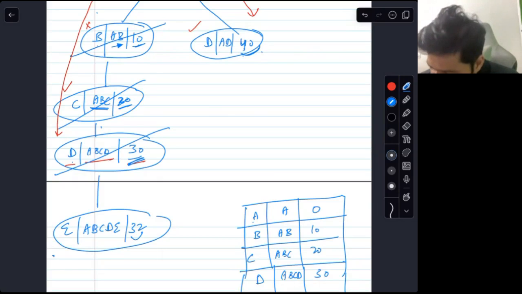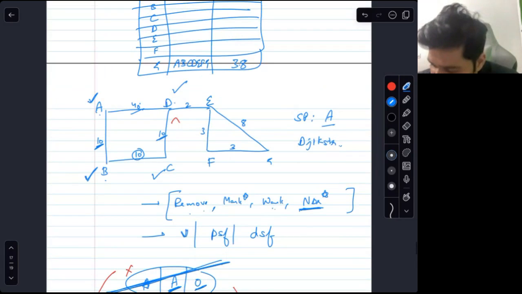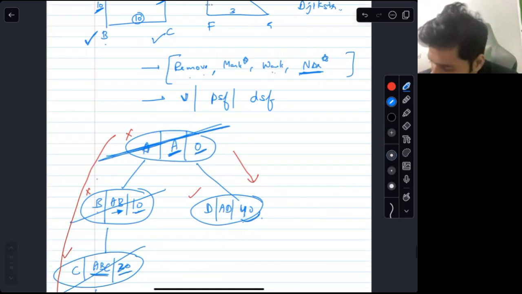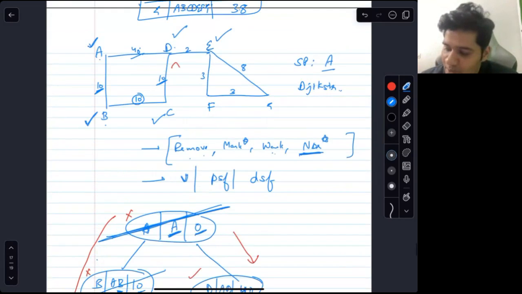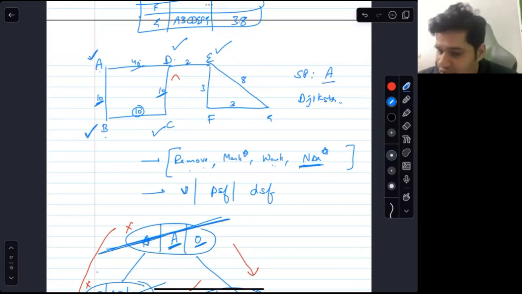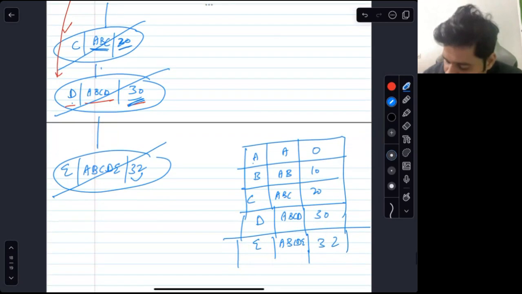Alright. So remove E. Mark E. Work for E: A, B, C, D, E, at the cost of 32. Neighbors of E. The neighbors of E are D, F and G. D will be ignored. F and G will be added.